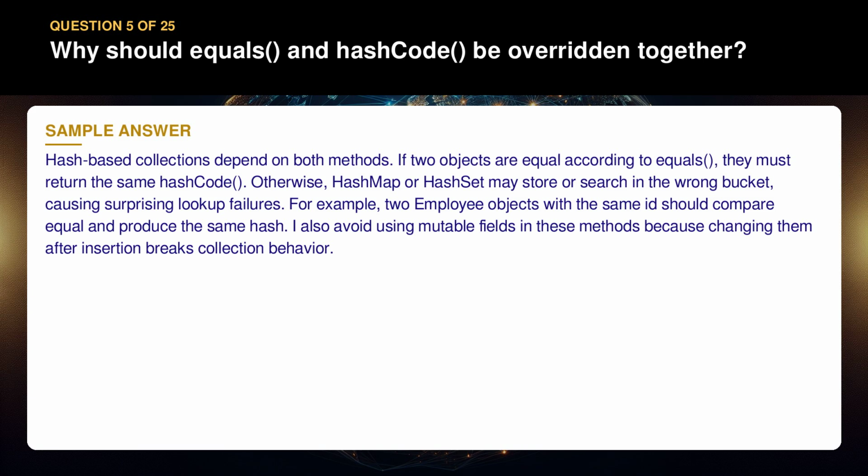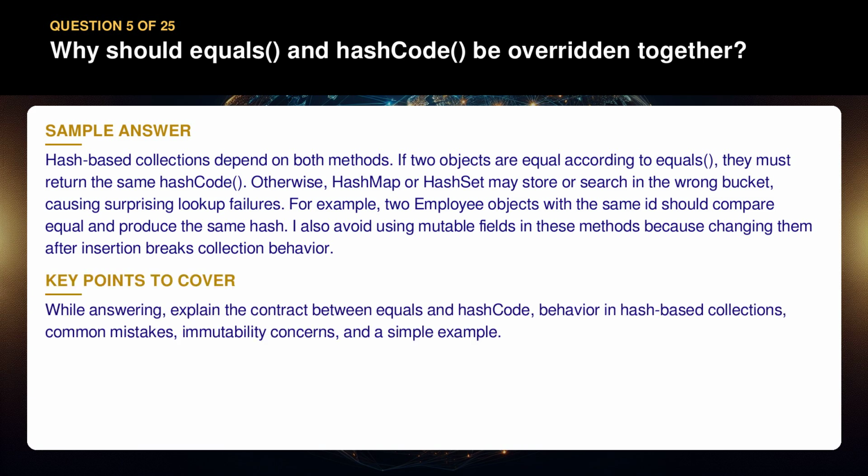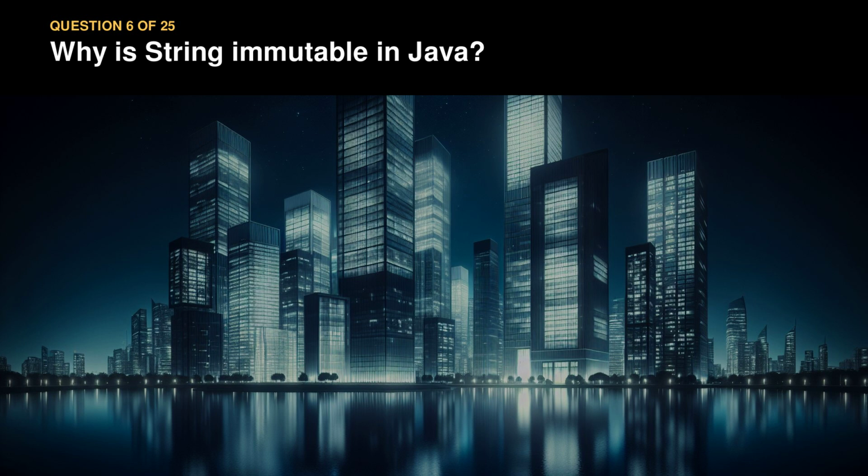For example, two employee objects with the same ID should compare equal and produce the same hash. I also avoid using mutable fields in these methods because changing them after insertion breaks collection behavior. While answering, explain the contract between equals and hashCode, behavior in hash-based collections, common mistakes, immutability concerns, and a simple example.